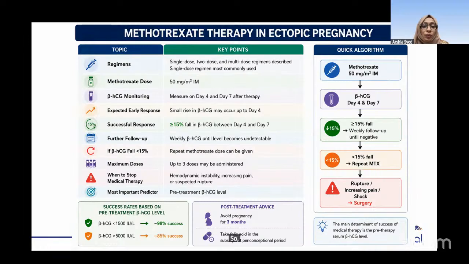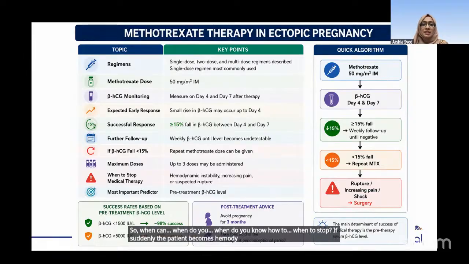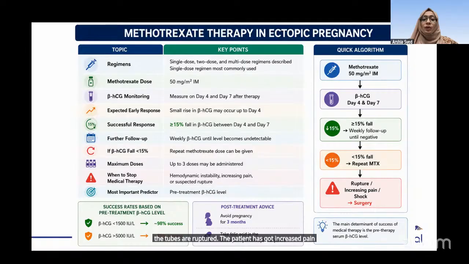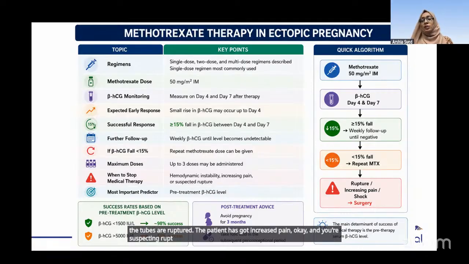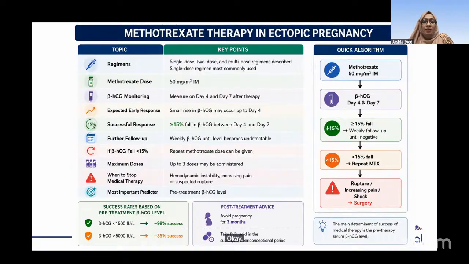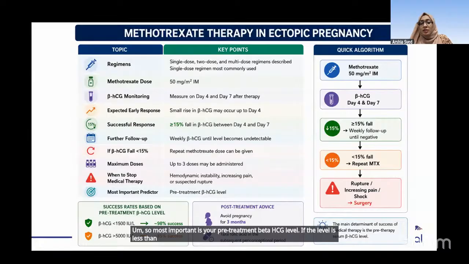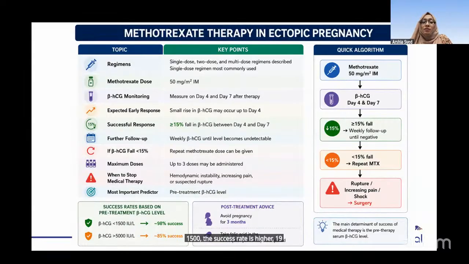So how do you know when to stop? If suddenly the patient becomes hemodynamically unstable, that means the tube has ruptured, the patient has got increased pain, and you're suspecting rupture, you cannot continue with your medical therapy. Most important is your pre-treatment beta-HCG level. If the level is less than 1500, the success rate is higher, 98%. But if the beta-HCG level is between 1500 to 5000, success rate reduces.